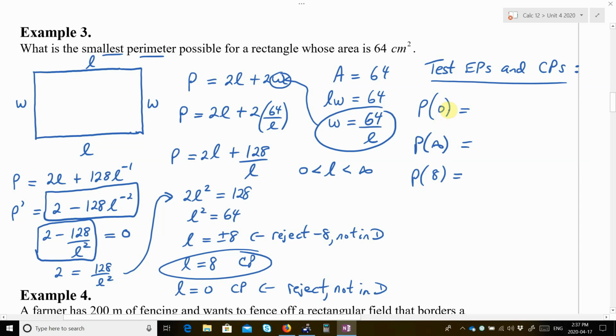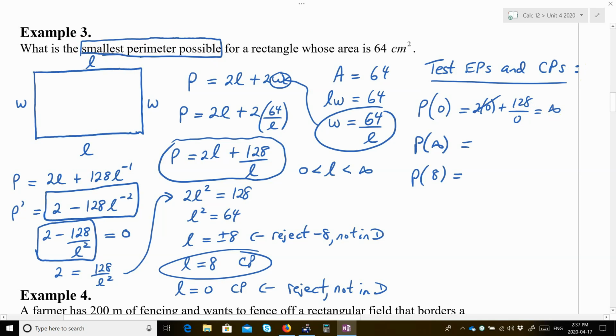So if I imagine putting 0 into my perimeter function, here's my perimeter function. 2 times 0 is just 0, but you end up getting 2 times 0 plus 128 divided by something close to 0. That's going to be 0, but 128 divided by something really close to 0 is going to go to infinity. That means the perimeter is going to be really large, and we want the smallest perimeter possible. Okay, so imagine putting now infinity into our perimeter function. It would be 2 times infinity plus 128 over infinity. 128 over infinity is 0, but 2 times infinity is infinity, so that's not minimizing the perimeter. So it looks like it'll be at the critical point here again.